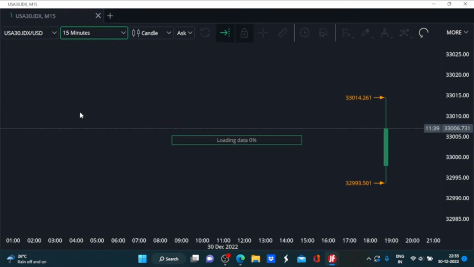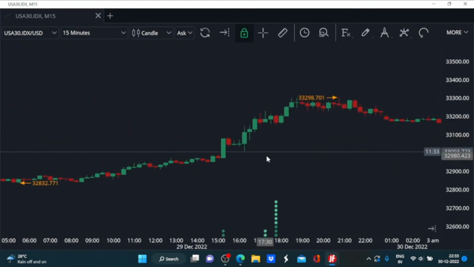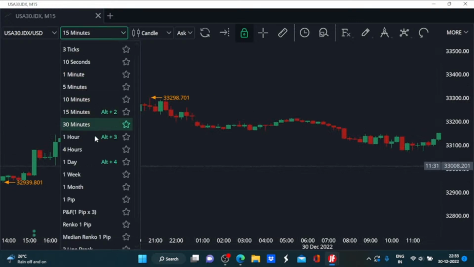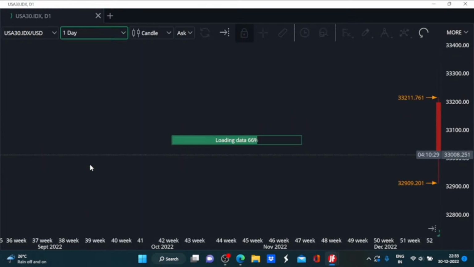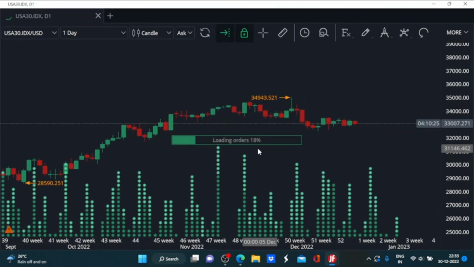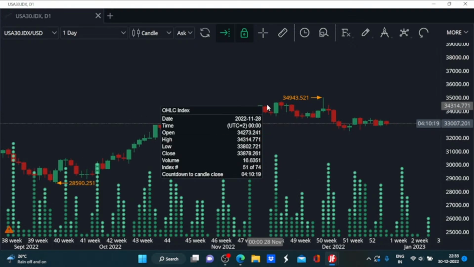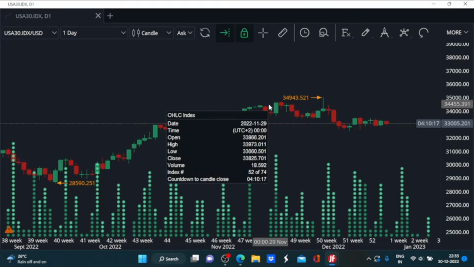But for example, if I change to 15 minutes, then there is no formation here. Or for that matter, if I go for any other candle period apart from the hourly and 10 minutes, we won't be seeing any formation of the three outside up and down.